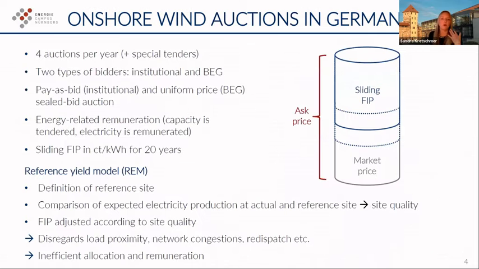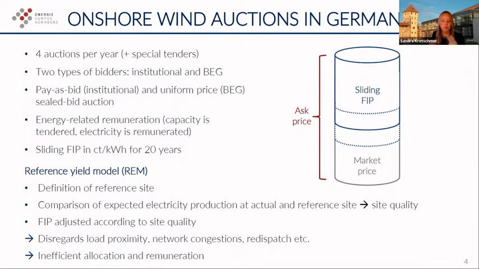In order to understand why this suboptimal allocation occurs, let's look at the current German auction system. There are 4 auctions per year. There are also some special tenders, but we're not looking at these. And there are 2 types of bidders that compete in these auctions. There are what we call institutional bidders, who are professional plant operators or professional bidders, and so-called citizen energy cooperatives, or Bürgerenergiegesellschaften, abbreviated BEG, which are small local communities or private households that want to build a wind plant in their hometown, for example.